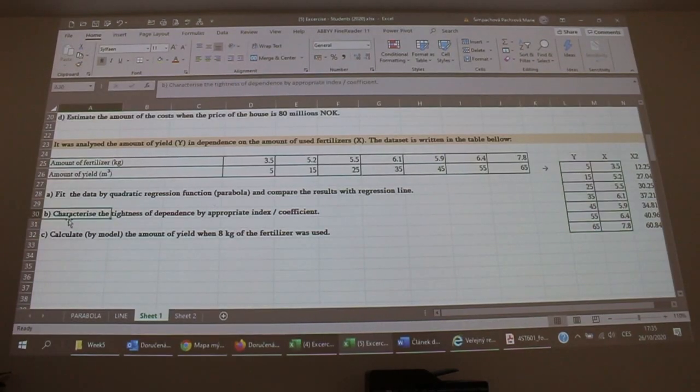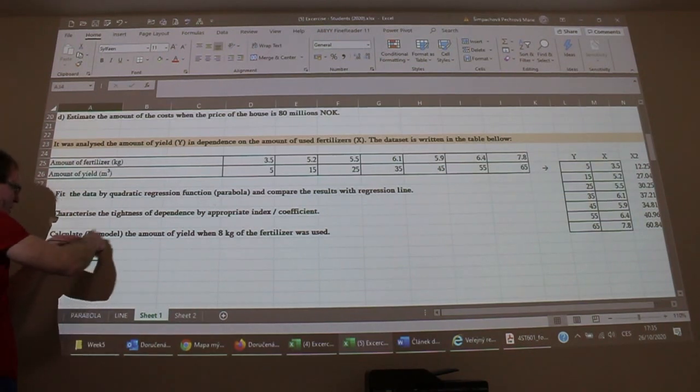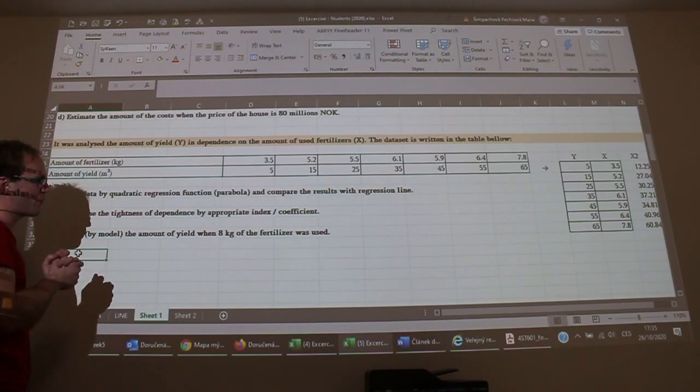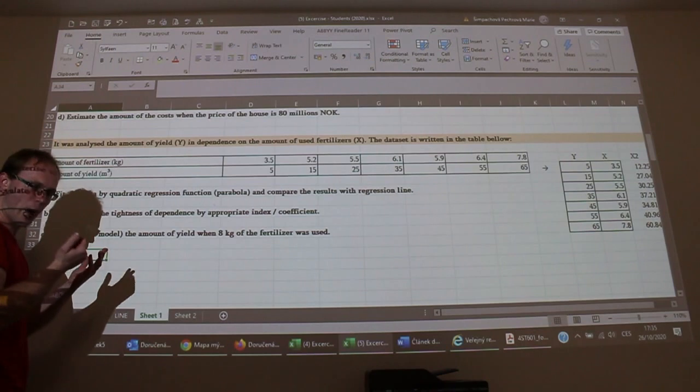So we characterized the tightness of dependence by an appropriate coefficient. We selected the adjusted version of R squared, and now we can calculate, by the best model, the selected model, the amount of yield when 8 kilograms of fertilizer was used. We selected the line because the line was better on the basis of adjusted R squared.